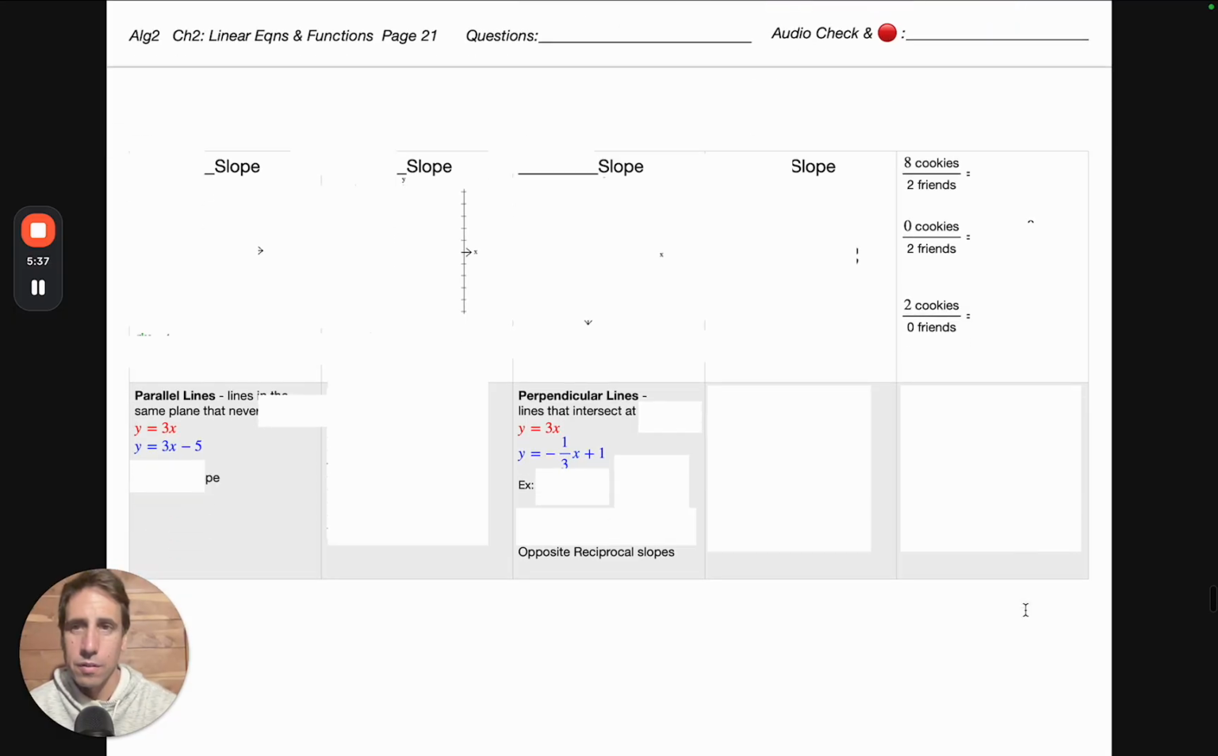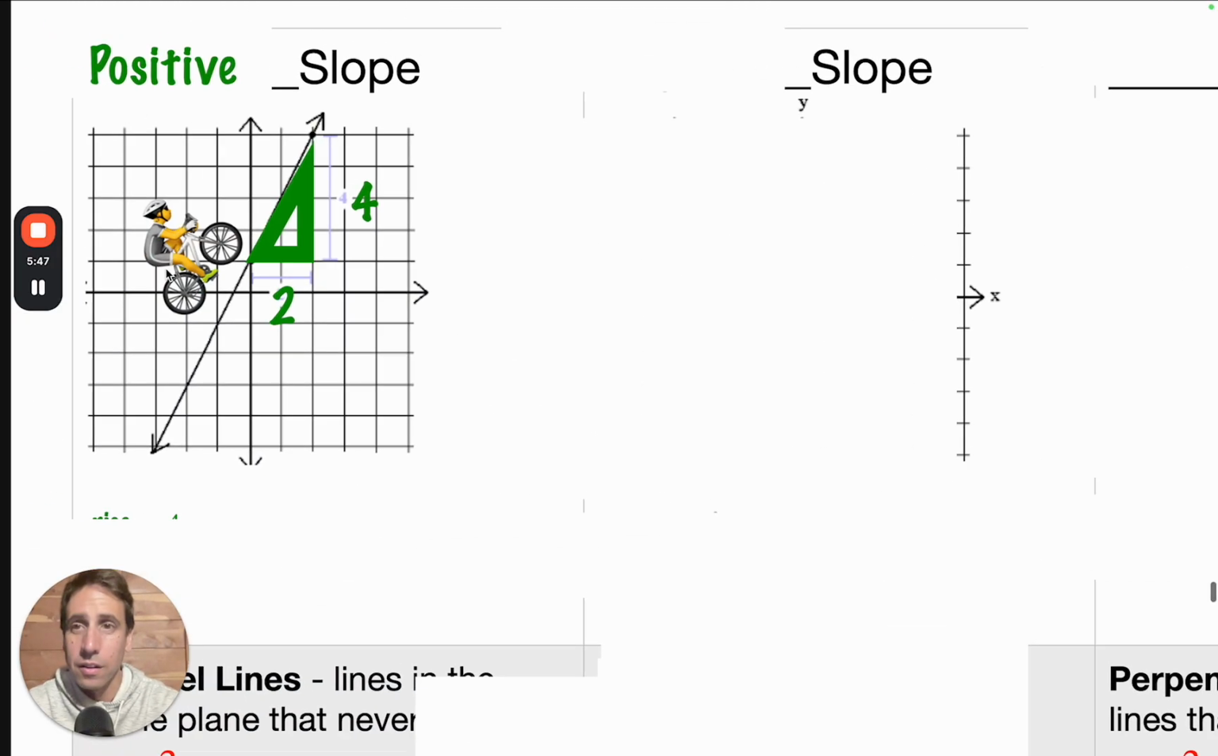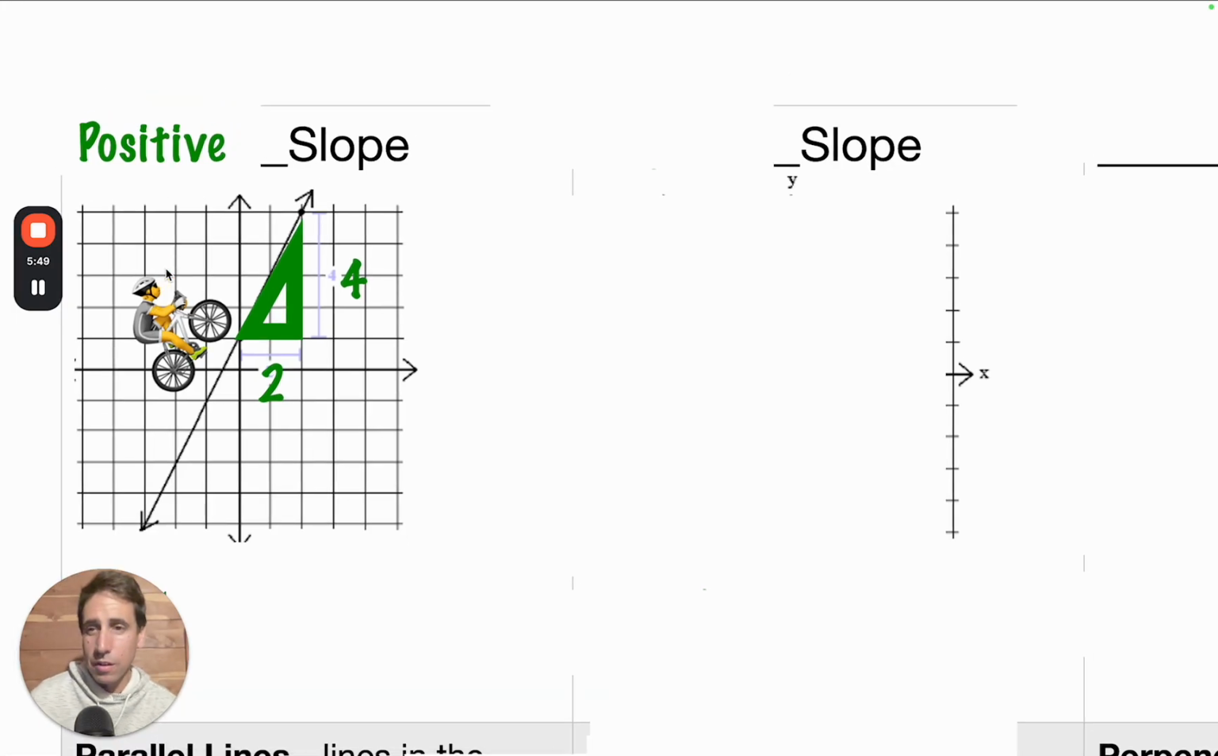Let's talk about the different kinds of slopes. First, we've got a positive slope, and what that might look like is this. And the way I think about it is, you read these from left to right, from all the way over here to all the way over here. This biker is going up the mountain. He's got a positive slope because the rise is positive 4, and the run is 2.